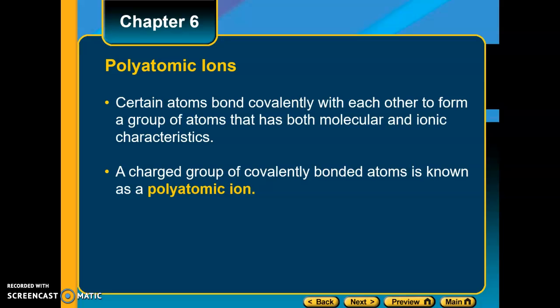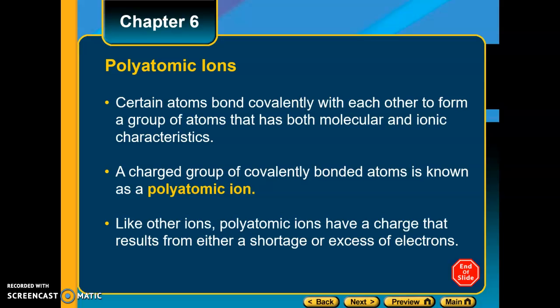So we call this charged group of covalently bonded atoms a polyatomic ion. And if you look on the back of the periodic table that I've given you, there is a list of many common polyatomic ions, and they are grouped according to the charge. Now remember that this charge is not carried by each individual atom that is a part of this polyatomic ion, but rather the group as a whole has that charge altogether.